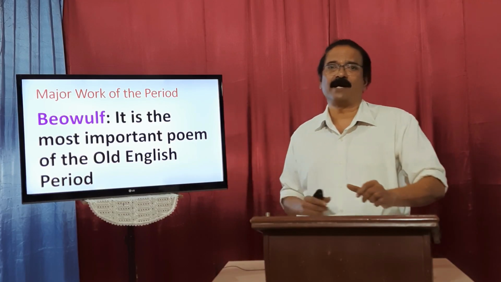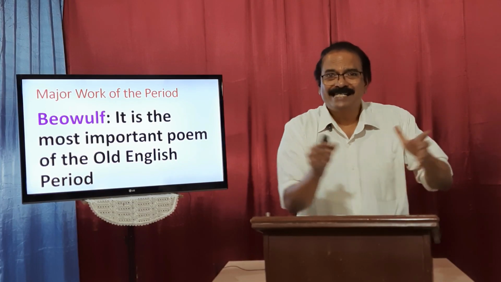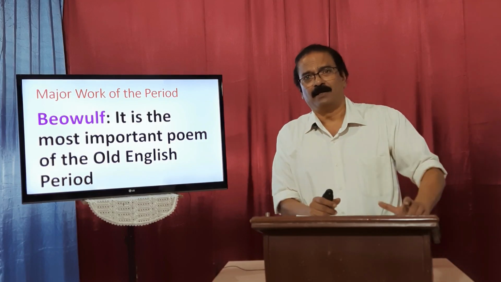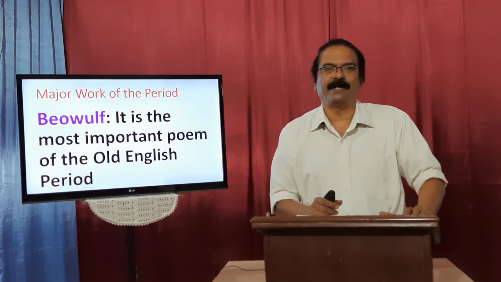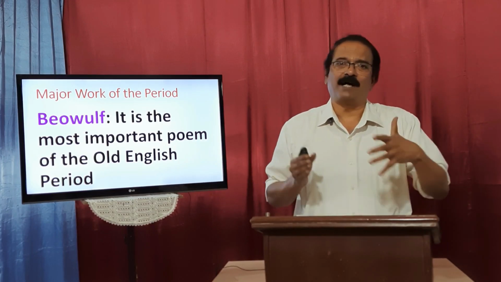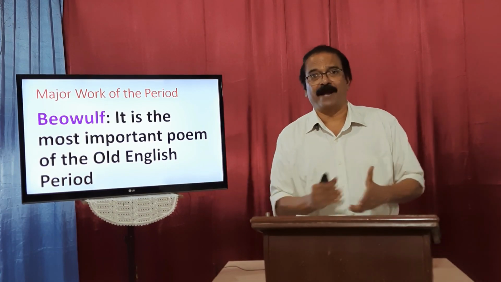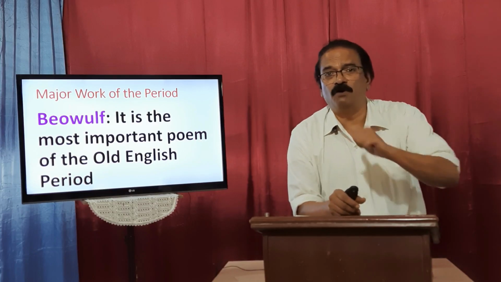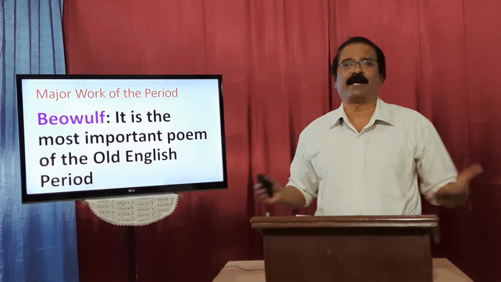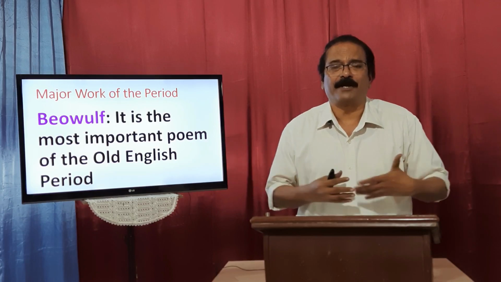And then the neighboring country, Denmark, is pestered and disturbed by a very, very dangerous monster or demon known as Grendel. The king of Denmark is Hrothgar, and Beowulf's father and Hrothgar were friends once. So hearing of the jeopardy faced by Hrothgar, Beowulf with a handful of courageous men comes to Denmark, and there he is received by the king and the courtiers. And they are given a great reception.